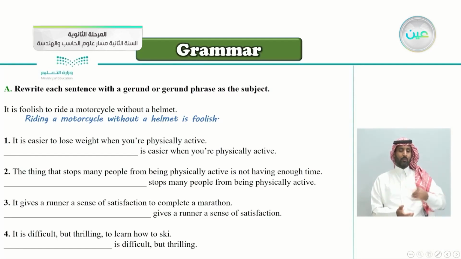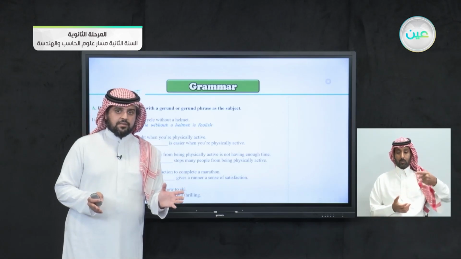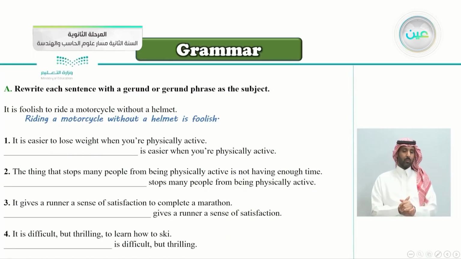Number one, it is easier to lose weight when you're physically active. And the answer, you have to write something here and complete it with "is easier when you're physically active." So what's the correct gerund to write here? Let's see the answer together. Losing weight. So it's "Losing weight is easier when you're physically active," and that's correct.